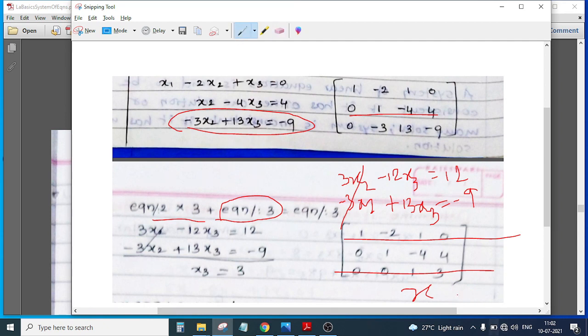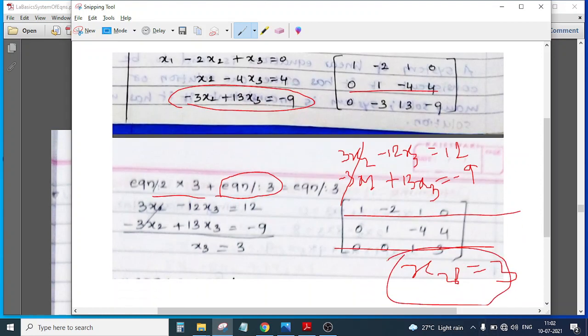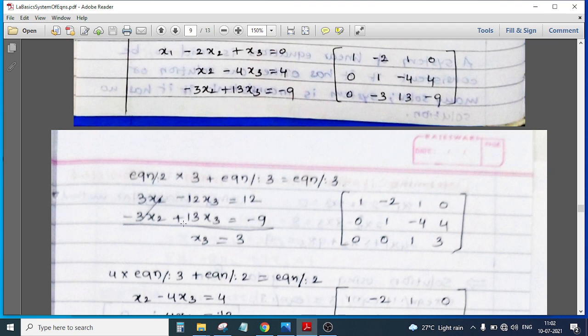So you will just get x3 here. Next, this is equal to what? x3 is equal to 9 minus 12, which is nothing but 3. That means x3 is equal to 3. Okay. So the same thing we have got here. See, x3 is equal to 3. So finally we have found one of the coefficients, that is x3.